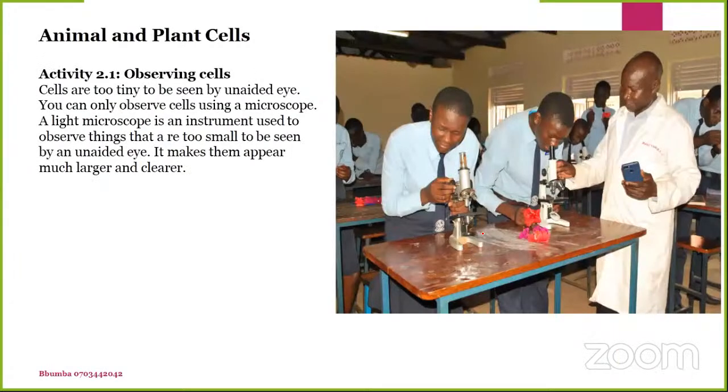Now, looking at plant and animal cells, cells are too tiny to be seen by the unaided eye, and you need a microscope to be able to see them. And here, for our case, we normally use what we call a light microscope. Like you can see these students here, they're using a light microscope, okay? I told you that we do not use an electron microscope because it is used to see live specimens.